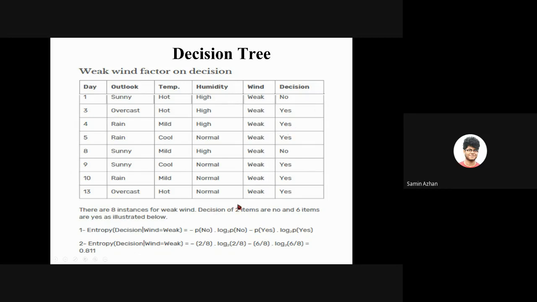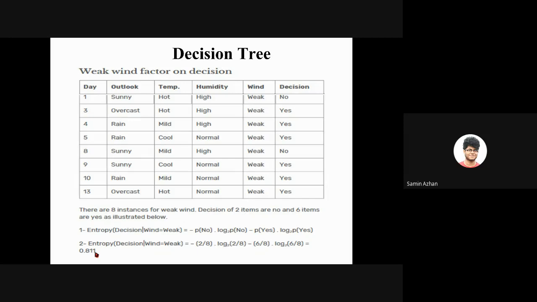So if we try to calculate the entropy, we'll get something like this. There are two no's out of eight, so the probability of no would be 2 by 8, times log base 2 of 2 by 8, minus the probability of yes, which would be 6 by 8, since there are 6 yeses out of 8, times log base 2 of 6 divided by 8. So we get the entropy something like this. If you put this in your calculator, you'll get something like this, 0.81.